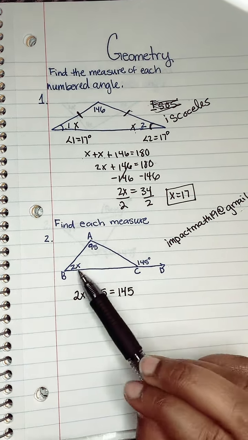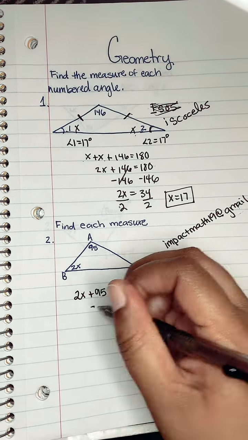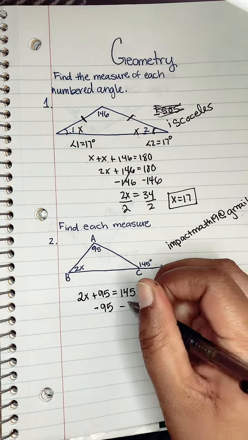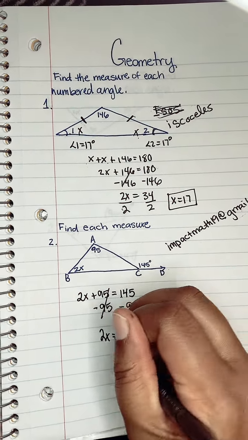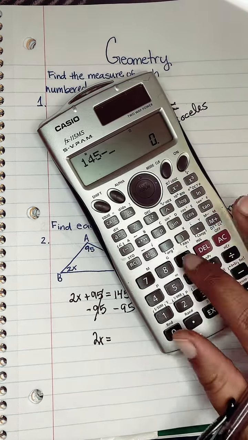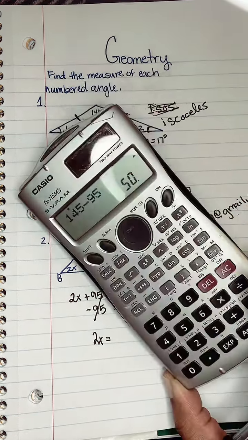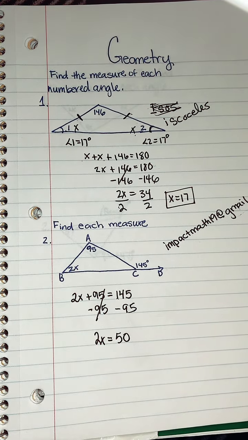All right. So we could set these adding together and set it equal to 145. Now we're about to solve. So we could subtract the 95 from both sides here. Boom. And we get 2x equals, okay, 145 minus 95 is going to give us 50. All right. Our last step always. What do we do to solve it?